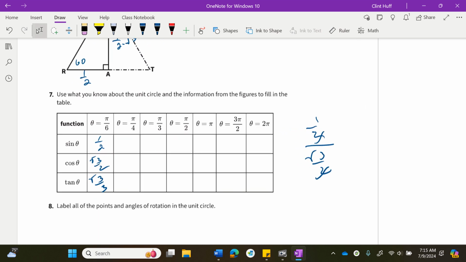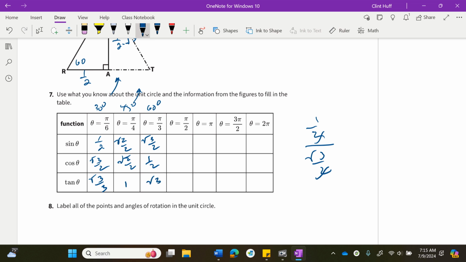For pi over 4, sine is root 2 over 2, cosine is root 2 over 2, and the tangent is 1. For pi over 3, which is 60 degrees, remember this is 30 degrees, you can reference that triangle. This is 45 degrees, you can go up and reference the isosceles right triangle. And pi over 3 is 60 degrees, again go up and reference the 30, 60, 90. So the sine will be root 3 over 2, cosine will be 1/2, and the tangent will be root 3.